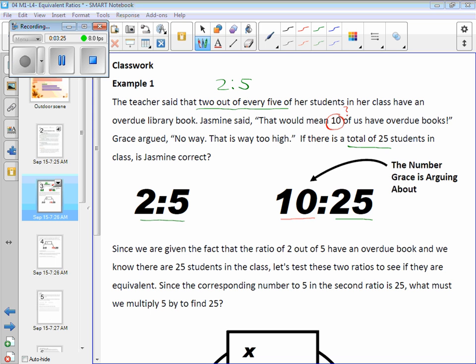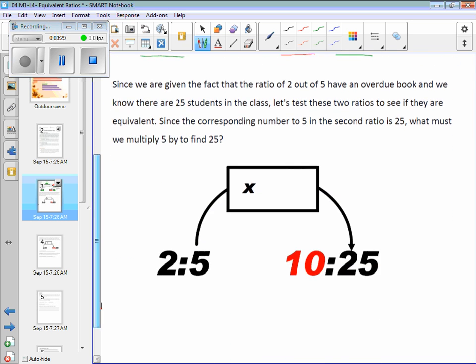Well, here's how we're going to do it. I'm going to scroll down. You're going to go to the bottom of your page. We know that the 5 and the 25 are accurate numbers. To get from 5 to 25, what are you multiplying by? We're going to put that in the box. That is called our constant. Everybody say constant.